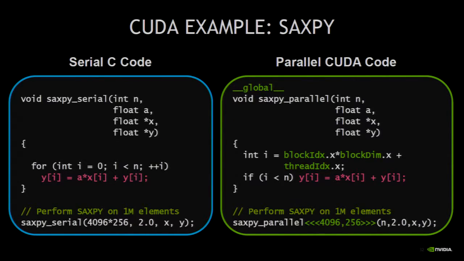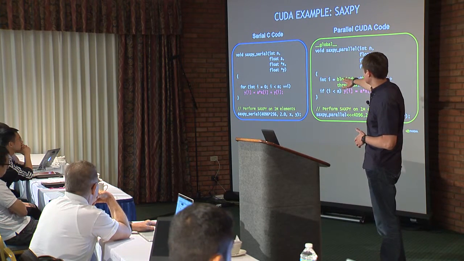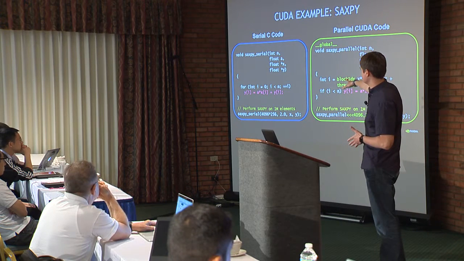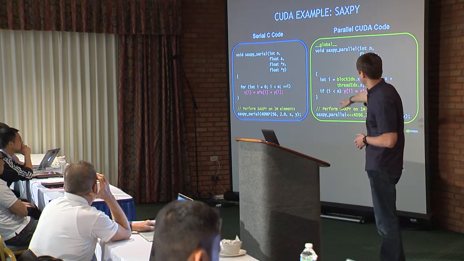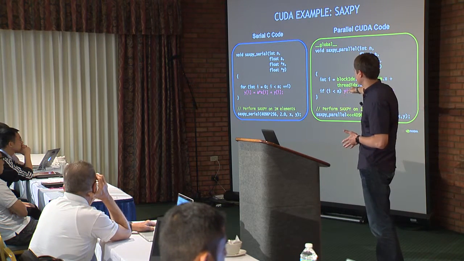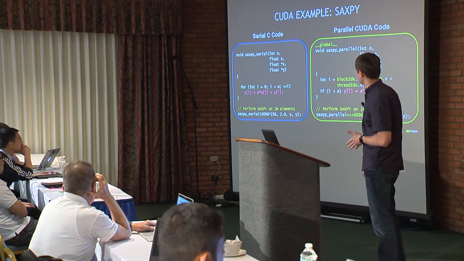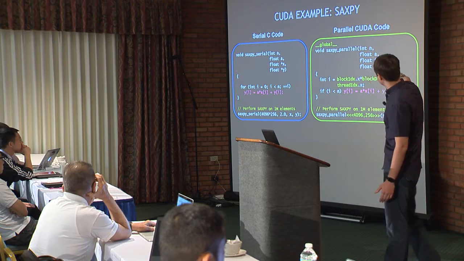It's hard to explain CUDA in just one slide, but I'll try. On the left side, we have a SAXPY example, a serial function that loops through all the elements and does the computation. We call this function with arguments. We specify the number of elements and provide the pointers to the arrays. So what's different in CUDA?